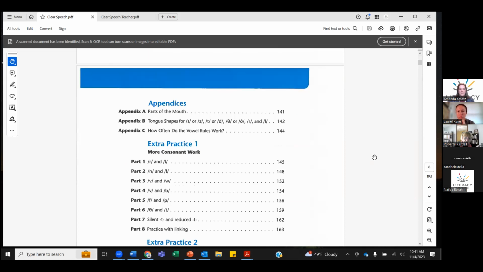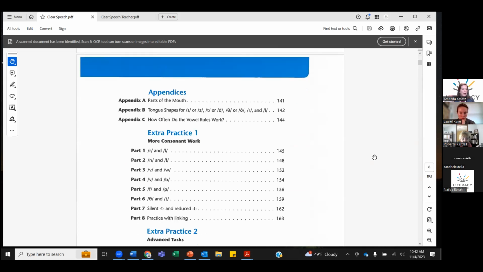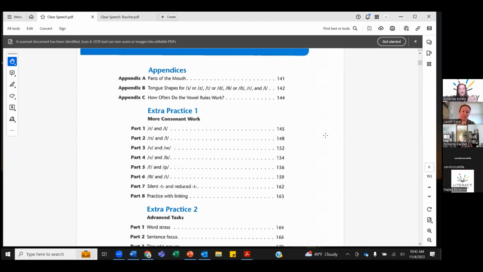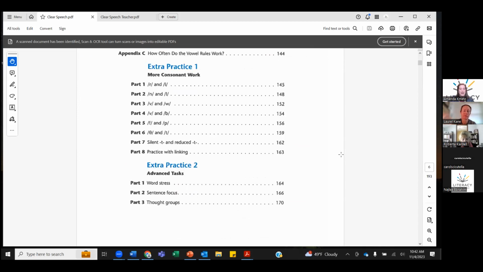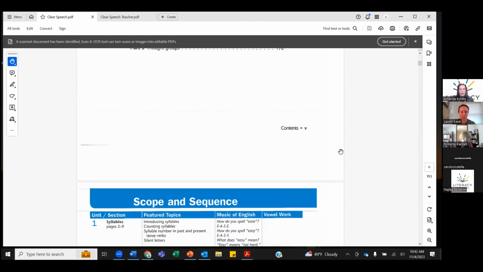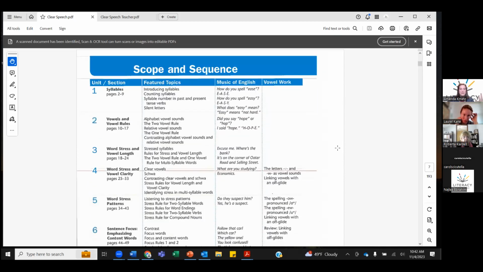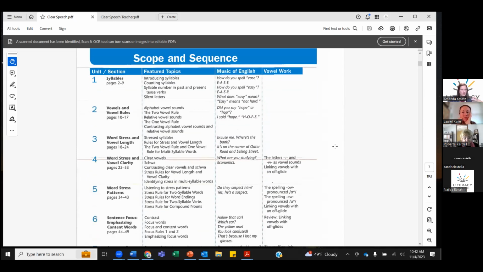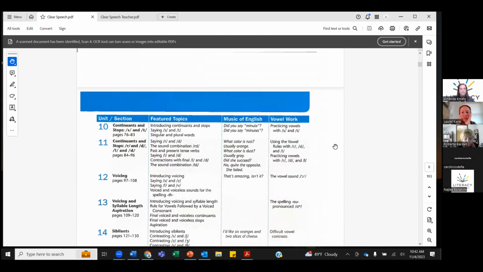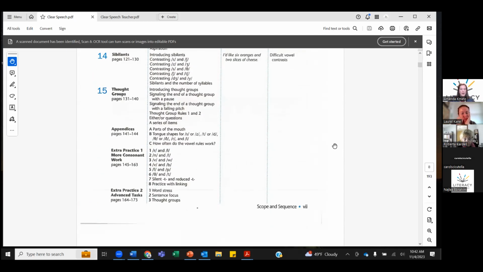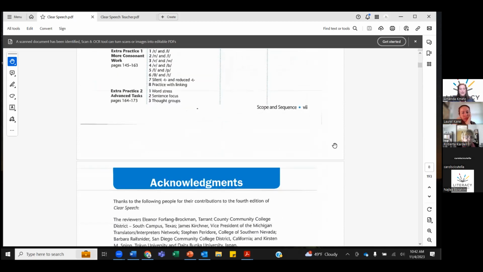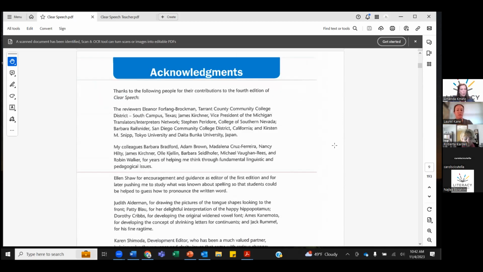And then there's a lot of extra practice. There are appendices that show you drawings for parts of the mouth, so you can see those places and manners of articulation, how to shape your tongue in making different sounds, and then additional extra practice exercises here in the back of the book. The scope and sequence of the book goes through the topics in the book for you here. And one of the things, I have it written on the slide, but my recommendation is to do the book in order.